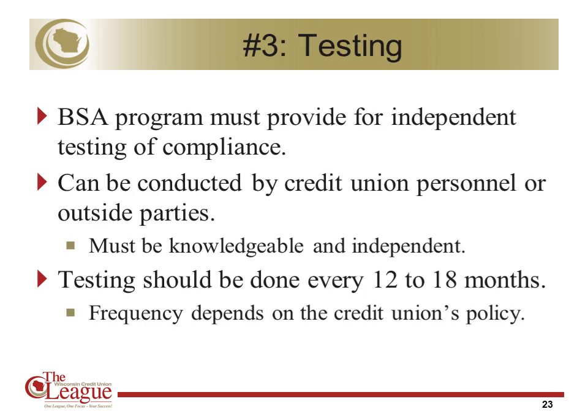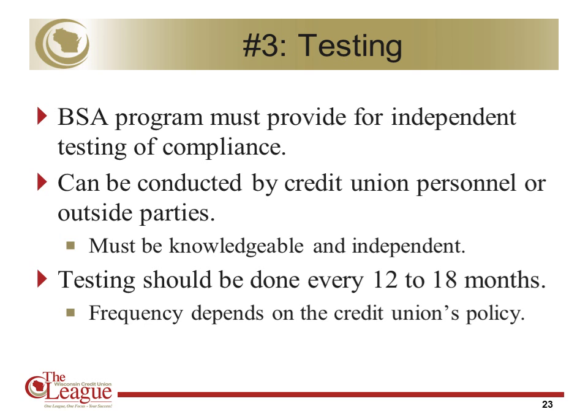The third fundamental requirement for BSA compliance is that your program has to be independently tested. That testing should be done every 12 to 18 months, depending on the credit union's risk level. Audit findings should be incorporated into a report for senior management and the board. And management must follow up on any issues and recommendations that come out of that BSA review.